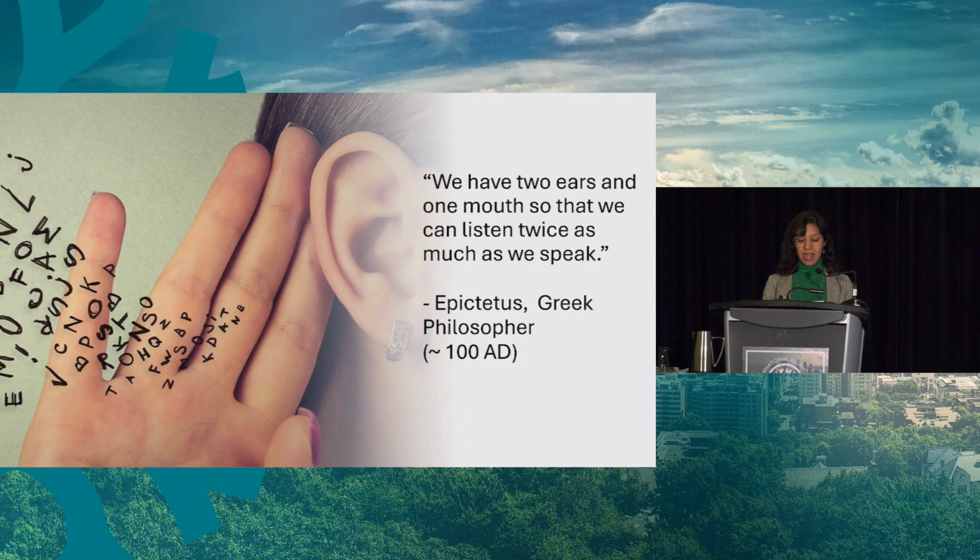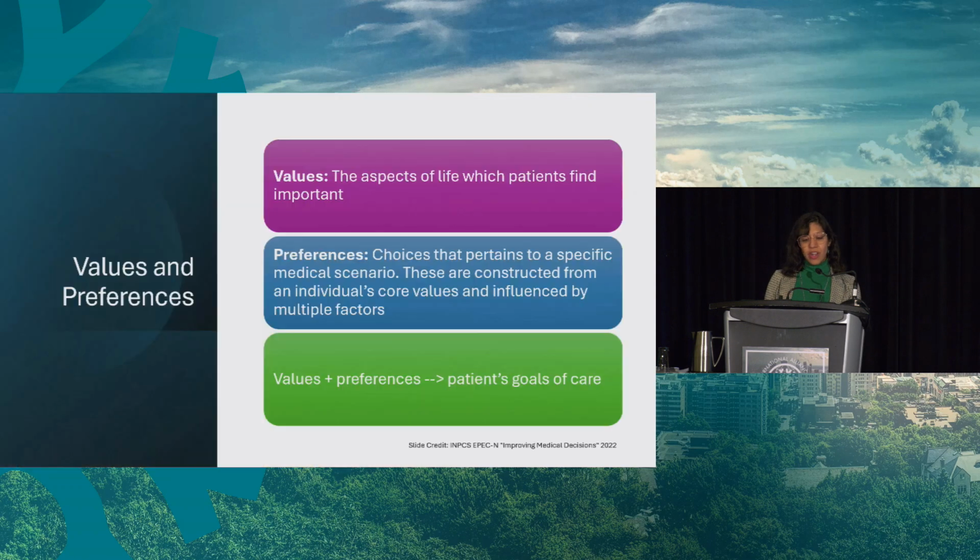This comfort with silence leads to really effective communication, which feels a little ironic, but it's true. So next we're going to talk about values, and what's the difference between values and preferences. Values are the aspects of life that patients find important. Preferences are the choices that pertain to a specific medical scenario. These are constructed from an individual's core values and influenced by multiple factors.